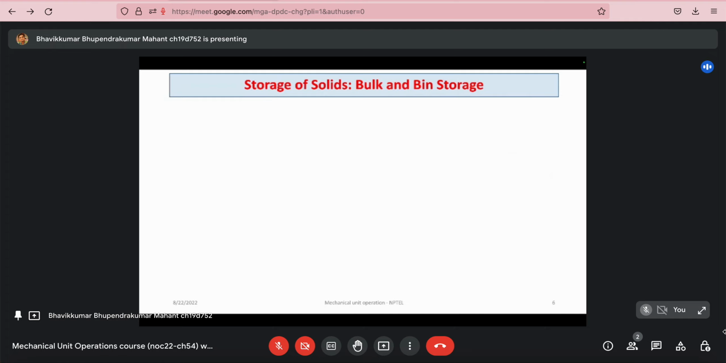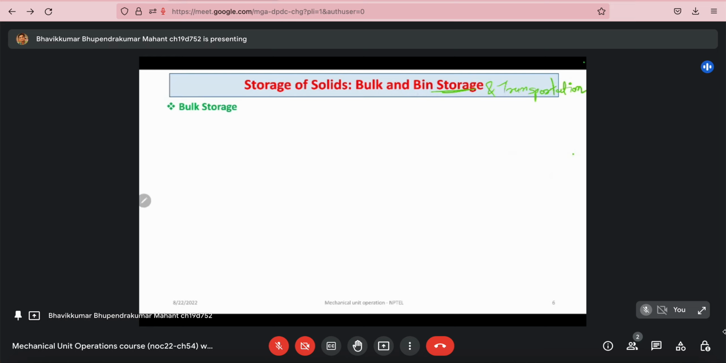Now, storage of solids. We just discussed what kind of properties a solid exerts. Now we want to store them and we want to transport them. That is our main objective, storage and transportation, the objective of this whole week's discussion.